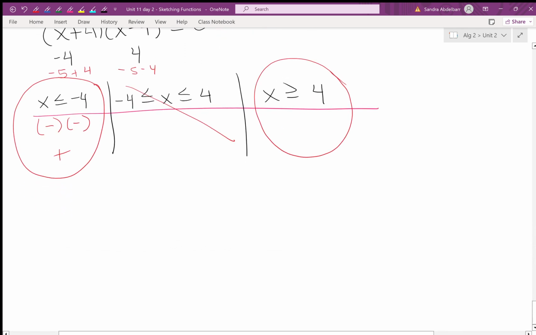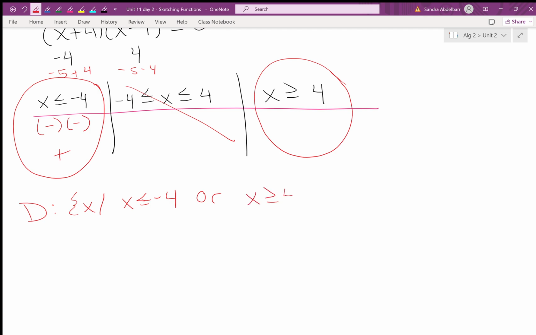This is the domain. Sorry, I got to write it out. You're right. Domain. X such that x is less than or equal to negative 4. What word should I put? Or. X is greater than or equal to 4. Why is it not an and? Because they're going in opposite directions. If it was an and, that means we want the numbers between negative 4 and positive 4. And is the middle one, exactly. In the middle one, you read it as an and. Negative 4 is less than or equal to x, and x is less than or equal to 4. So you just write it all together like that.